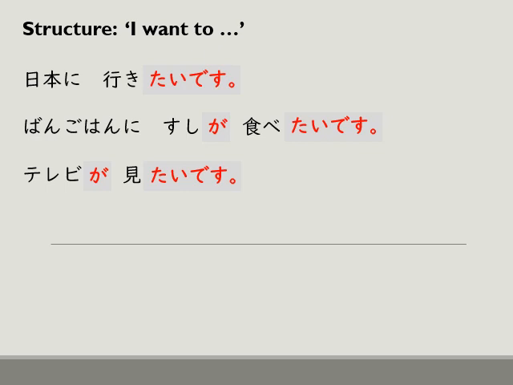Particle が indicates something you have, possess, or own. This includes not only physical or visible objects, but also something invisible. For example, your wishes, likes and dislikes, ability, and skills. These elements can be expressed with particle が. You will see or hear both を and が in the I want to structure in modern Japanese. If you want to avoid confusion, just stick to particle を.